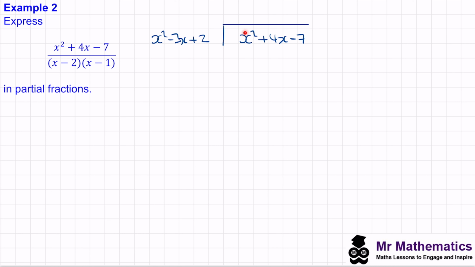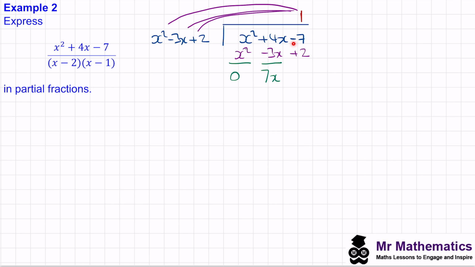So we'll start dividing x squared by this x squared, and we get 1. And then we'll start multiplying out through this 1. So we get 1x squared minus 3x plus 2. And the difference between these expressions, well, the difference between the x squared is 0. The difference between the x terms is 4 take away negative 3, so 7x. And then the negative 7 take away the 2, which gives us negative 9.